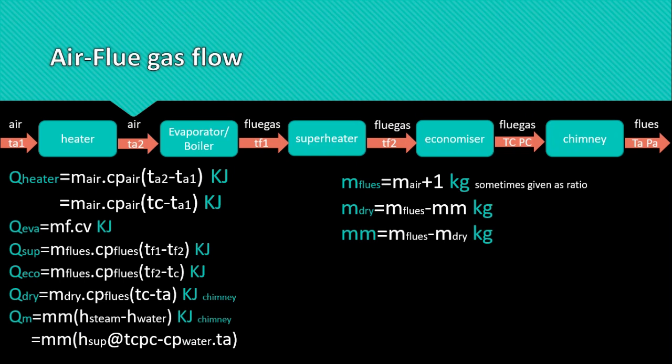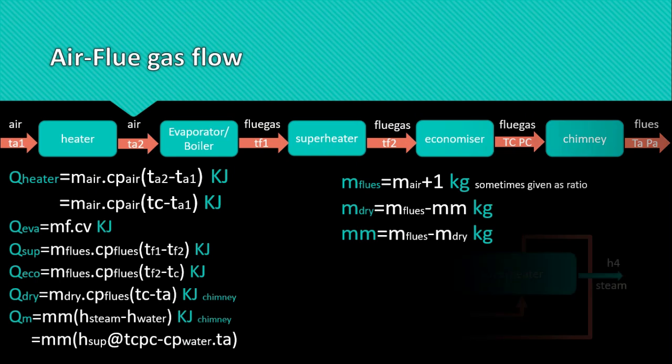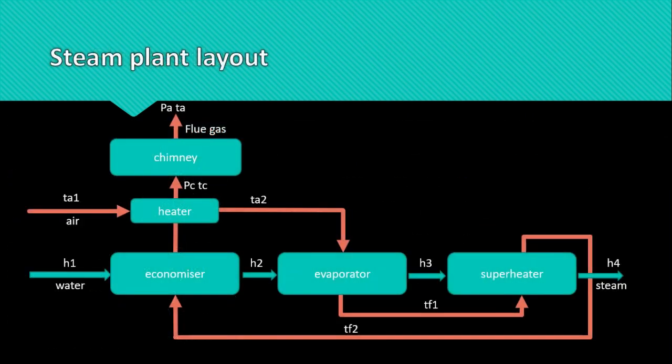Now let's combine the air flue gas flow and the water steam flow diagrams to get our full steam plant layout. This is our full steam plant layout, guys. The blue arrows are for water steam flow and the red arrows are for air flue gas flow. Now guys, it is very important to understand the water steam flow and the air flue gas flow diagrams, okay? As well as the full steam plant layout, because I'll be using this layout when solving questions from question papers, okay?